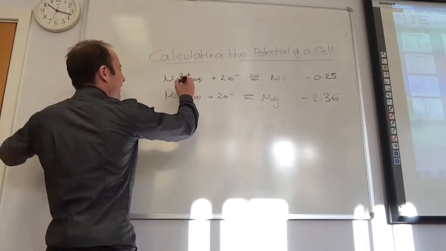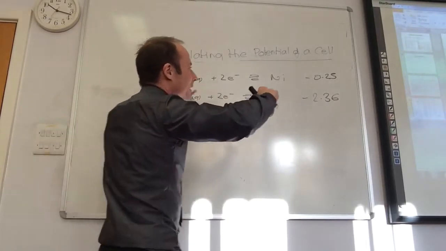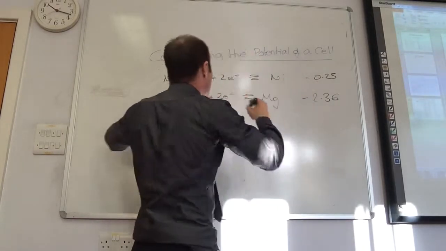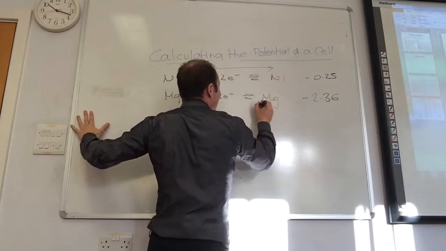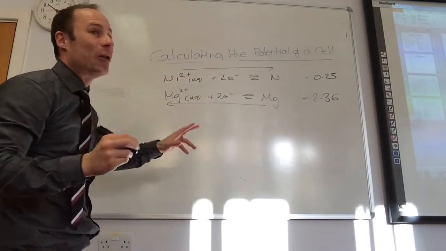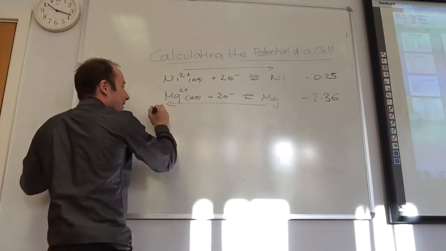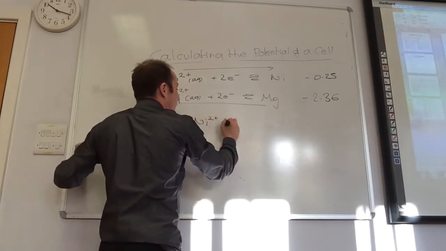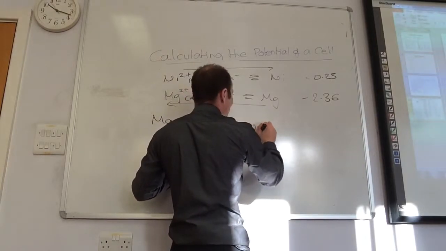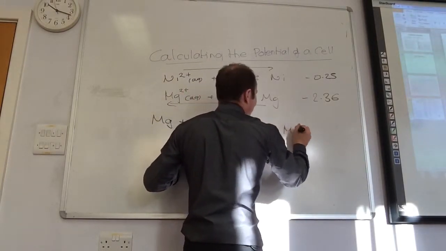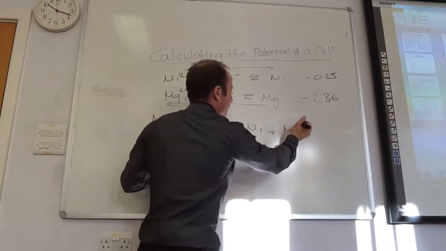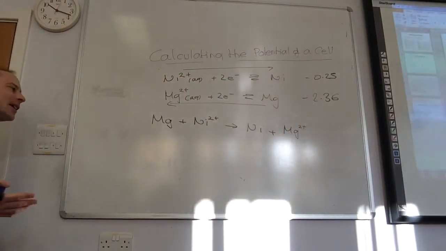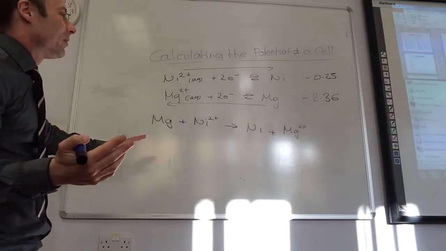Yeah. So this one is the more... They're both negative, but this one is the more positive. So that one's going to go that way. That one's going to go that way. So the reaction that will take place, magnesium will react with nickel 2+ to give me nickel metal and magnesium ions. Does that make sense to us as experienced chemists? Nickel won't want to go that way.